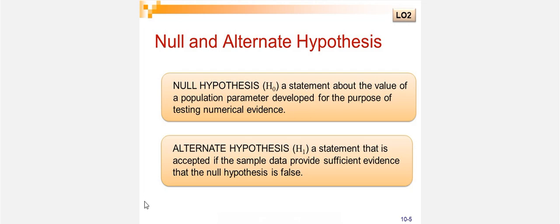Okay, now kita belajar what is hypothesis. So we have 2. One they call null, another one is alternative hypothesis. Kita pergi dekat Nurul Huda. Boleh baca null hypothesis H0 sahaja. Null hypothesis H0, a statement about the value of a population parameter developed for the purpose of testing numerical evidence. This one they call null hypothesis. That means about the statement, the value of population parameters developed for purpose of testing numerical evidence. Okay. Thank you, Nurul.